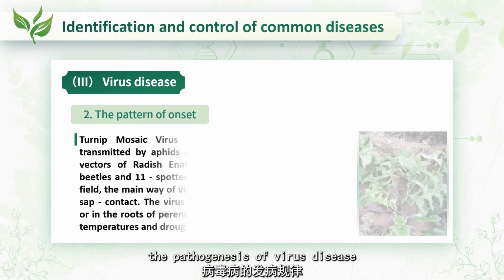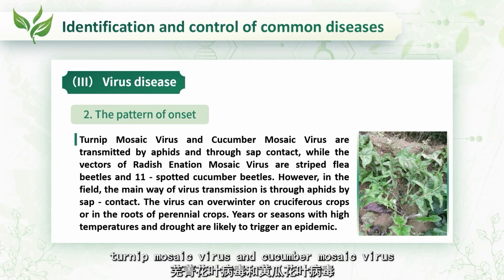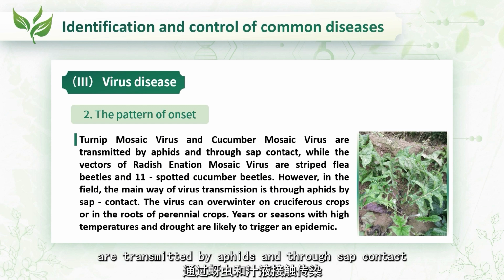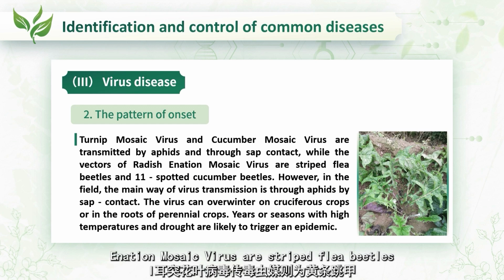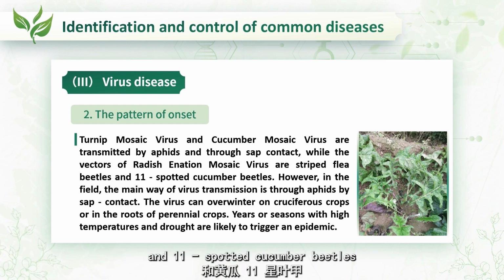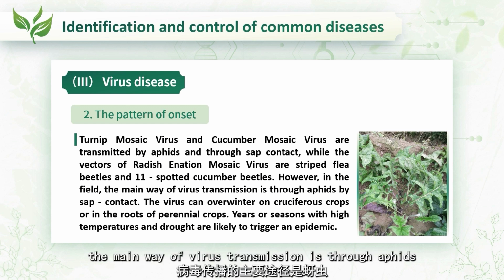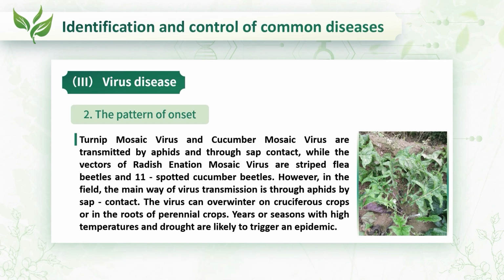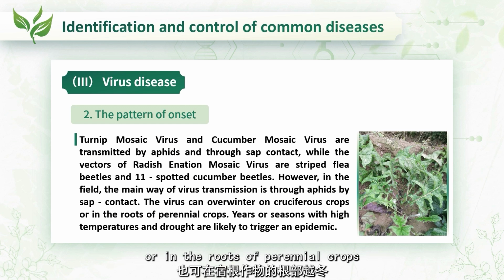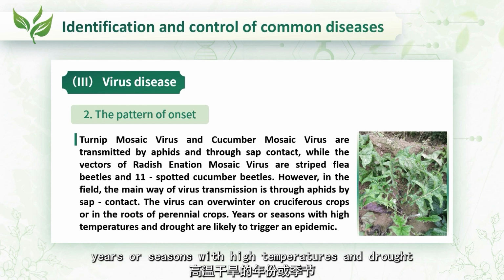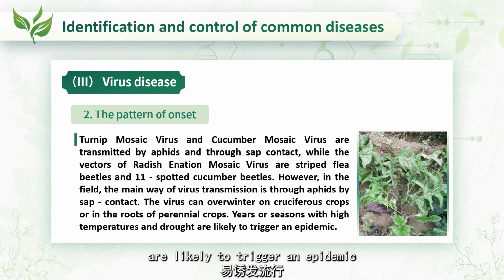The pathogenesis of virus disease. Turnip mosaic virus and cucumber mosaic virus are transmitted by aphids and through sap contact, while the vectors of radish mosaic virus are striped flea beetles and 11-spotted cucumber beetles. However, in the field, the main way of virus transmission is through aphids and sap contact. The virus can overwinter on cruciferous crops or in the roots of perennial crops. Years or seasons with high temperatures and drought are likely to trigger an epidemic.